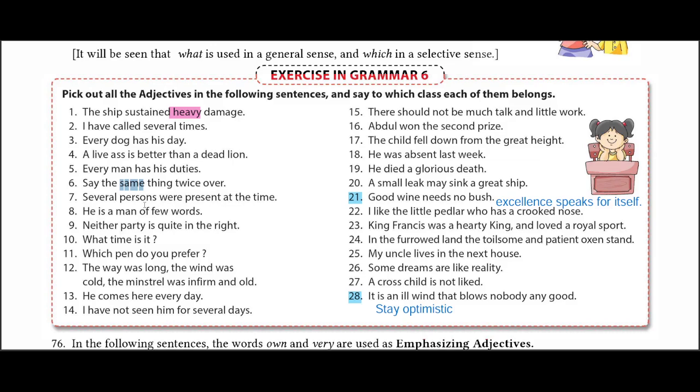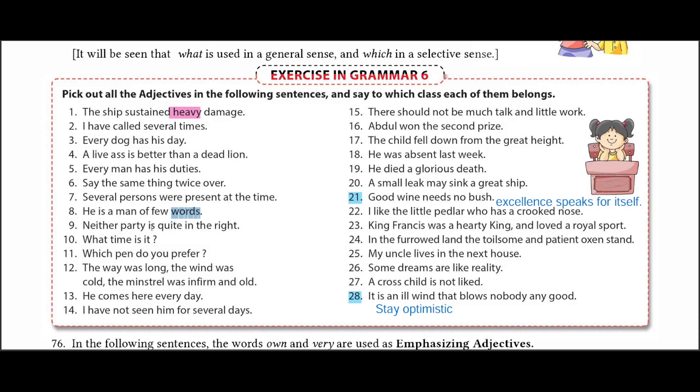Several persons were present at the time. Person is a noun, and several is telling the number of the noun, but it doesn't tell the exact number. So that is the reason it is an indefinite numeral adjective. He is a man of few words. Words is a noun, and few is telling the number of words, but it doesn't tell the exact number. So few is an indefinite numeral adjective.